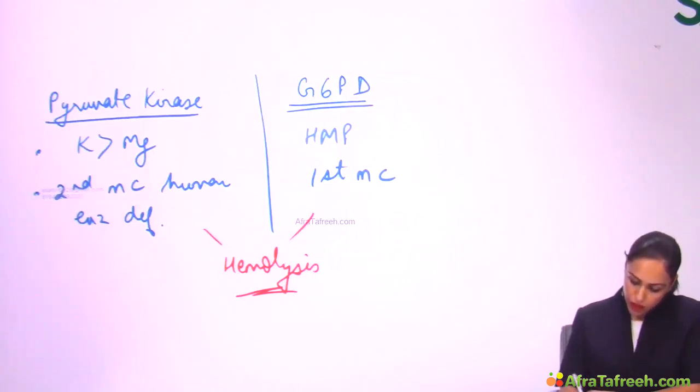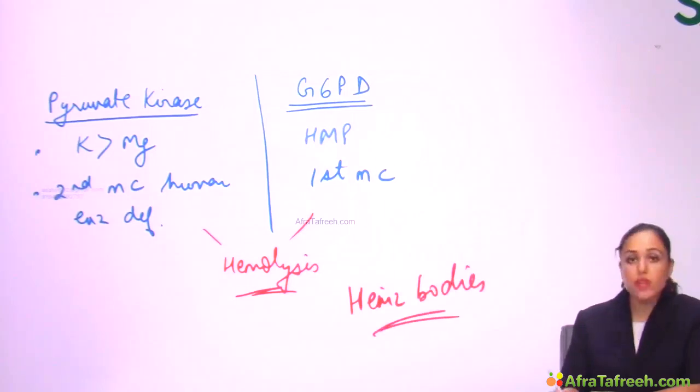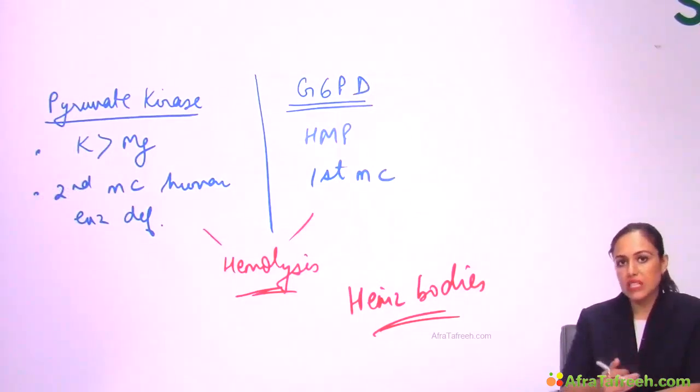There's a simple thing, Heinz bodies. You know, Heinz bodies are present in G6PD deficiency. So if hemolysis and Heinz bodies are present, then it is a G6PD deficient patient. If hemolysis is present but Heinz bodies are absent, then most probably it is pyruvate kinase deficiency. Now let's see how hemolysis occurs in deficiency of pyruvate kinase, and why hemolysis occurs in G6PD deficiency.